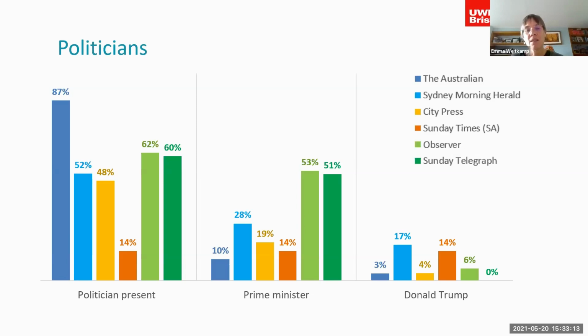We also then wanted to understand who those politicians were, and you can see here that in the UK, about half the time there's a politician present, it's Boris. Whereas in the other countries, there's a much broader spread of politicians that are present in those cartoons. And in Australia, they tend to be state governors that are represented in the cartoons, as well as the Prime Minister.